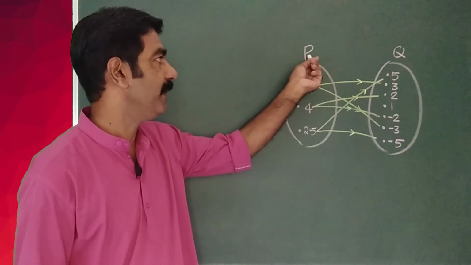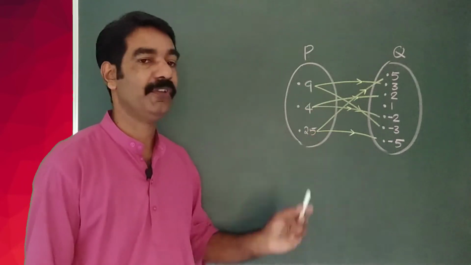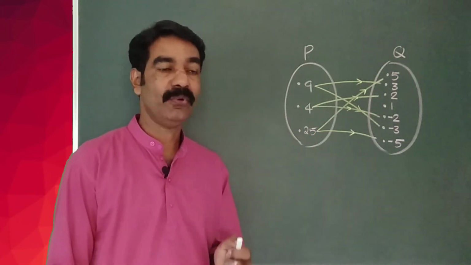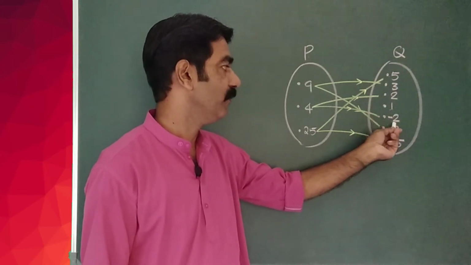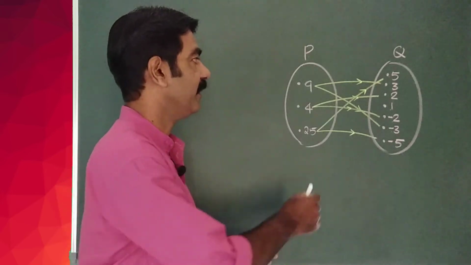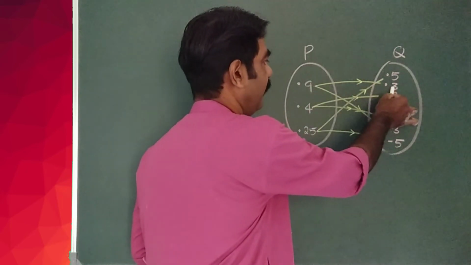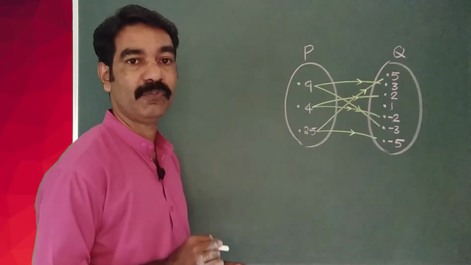See, the set P contains 3 elements. The elements are 9, 4 and 25. And the set Q contains 5, 3, 2, 1, -2, -3, -5. And what is the relation? See, the relation is 9 is connected to 3 and -3. There are 2 images for 9.